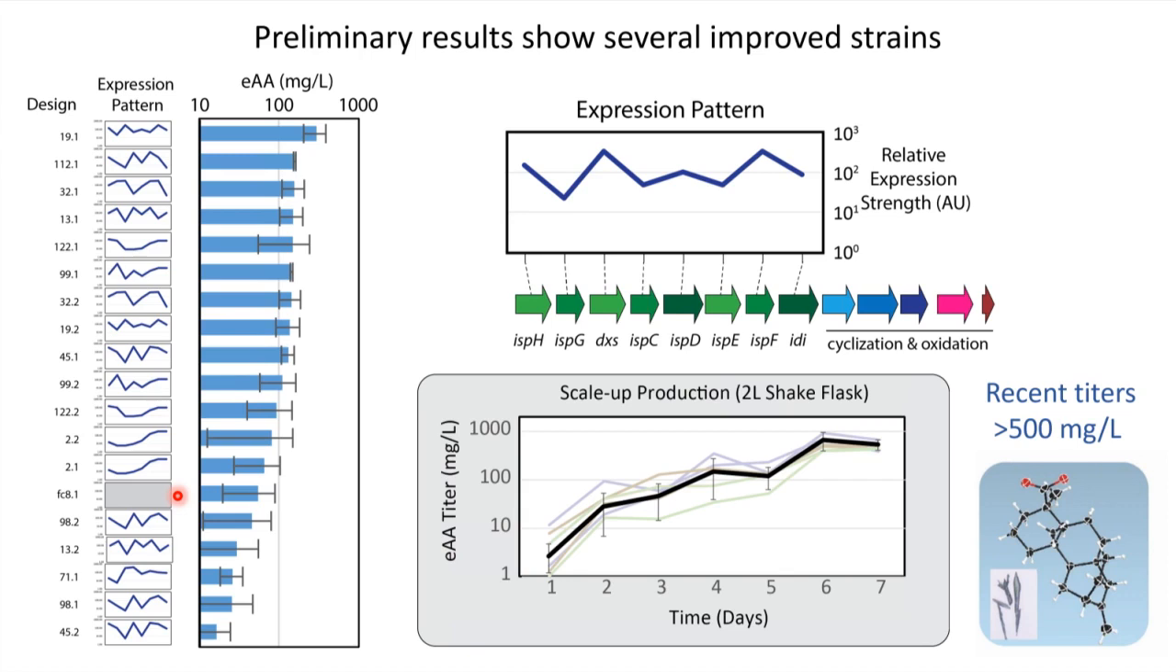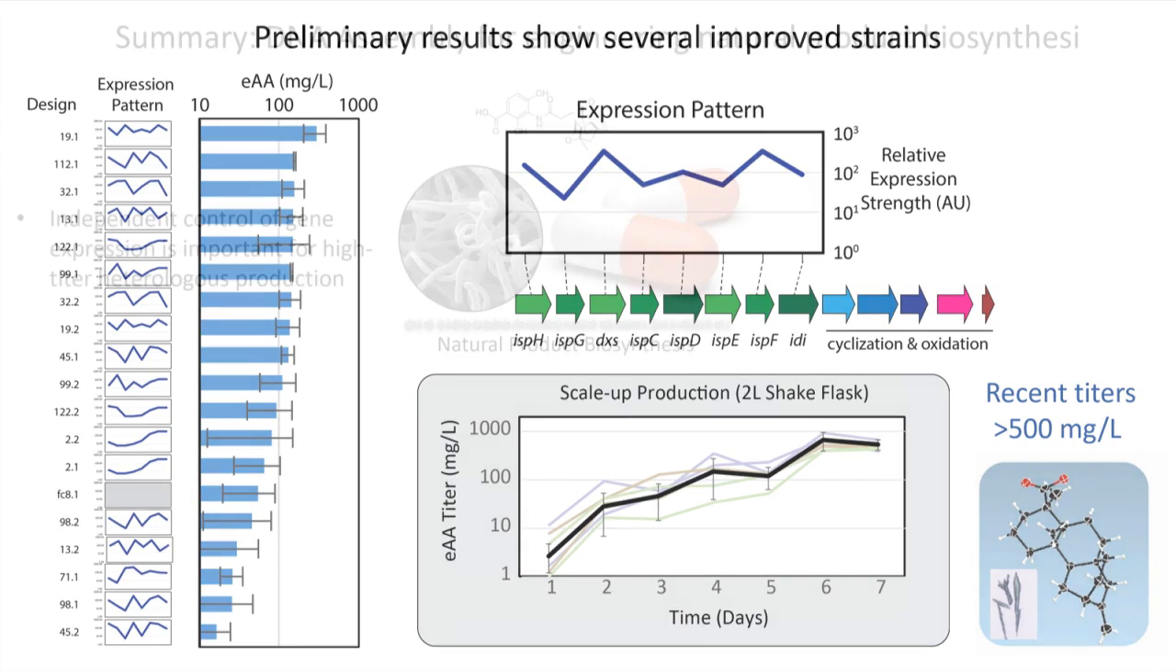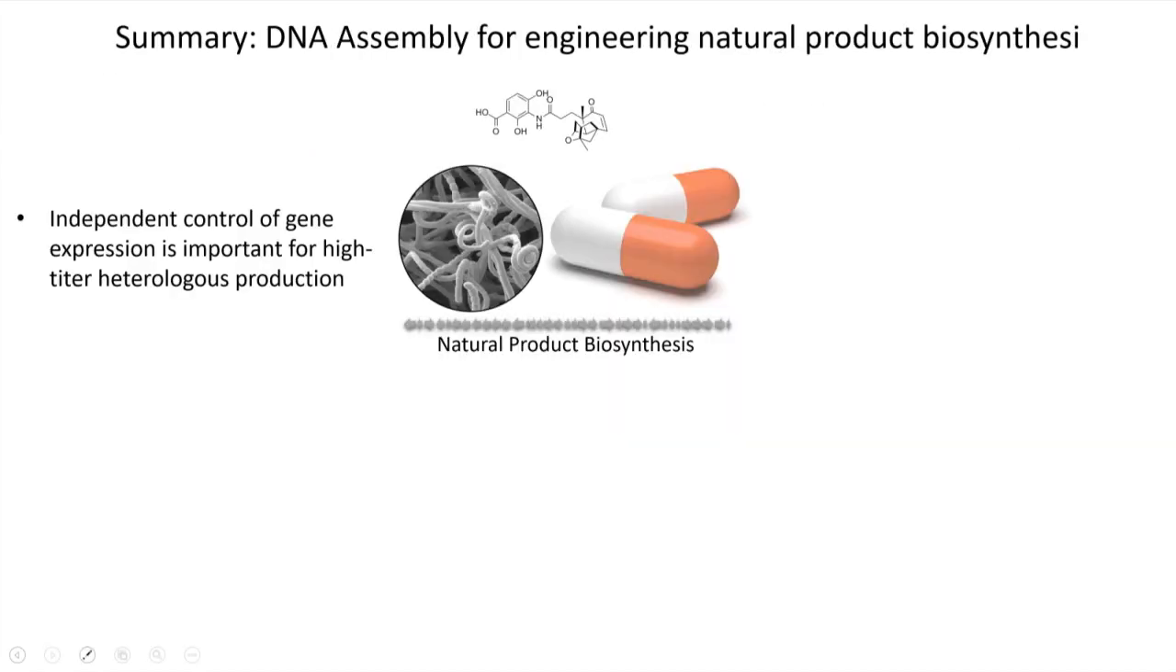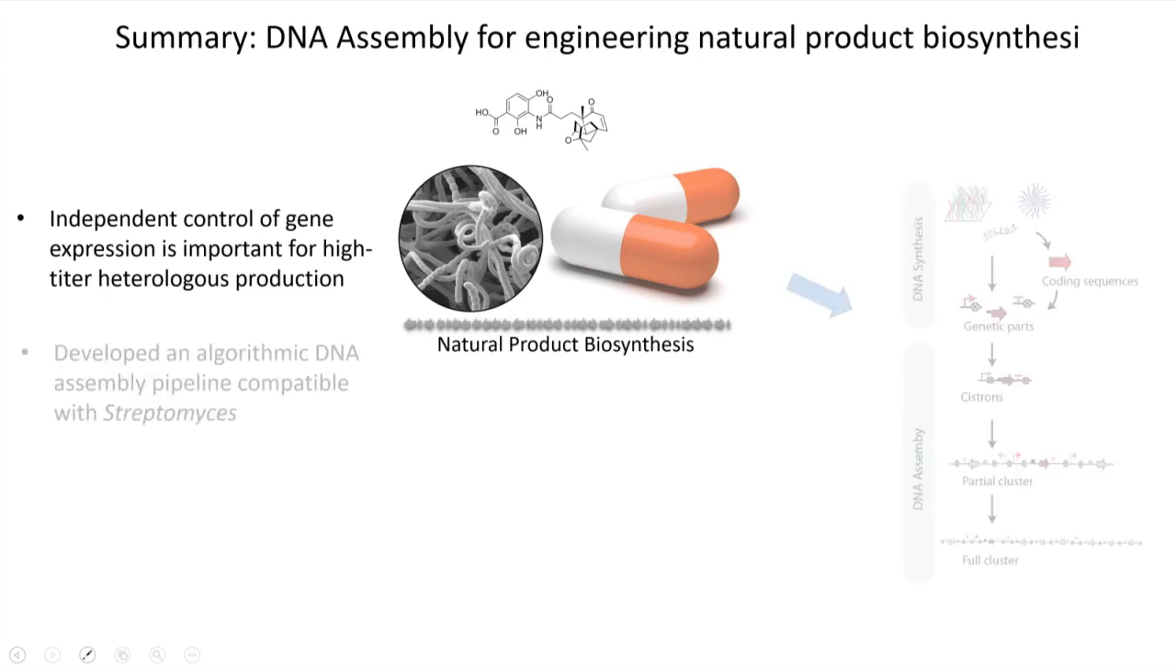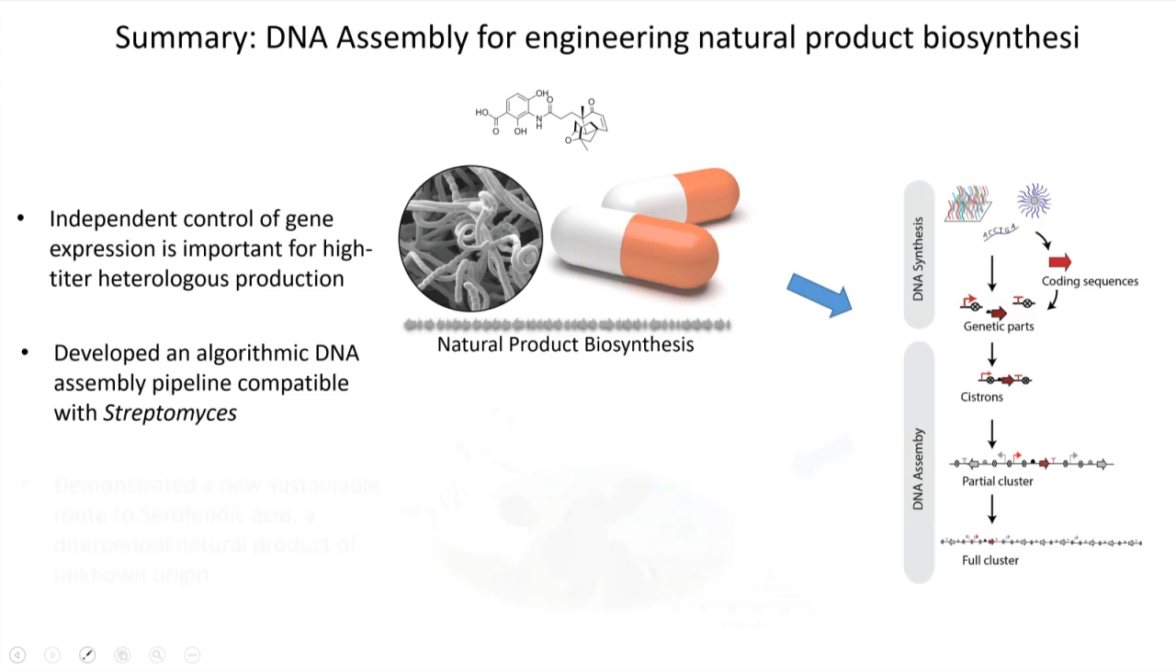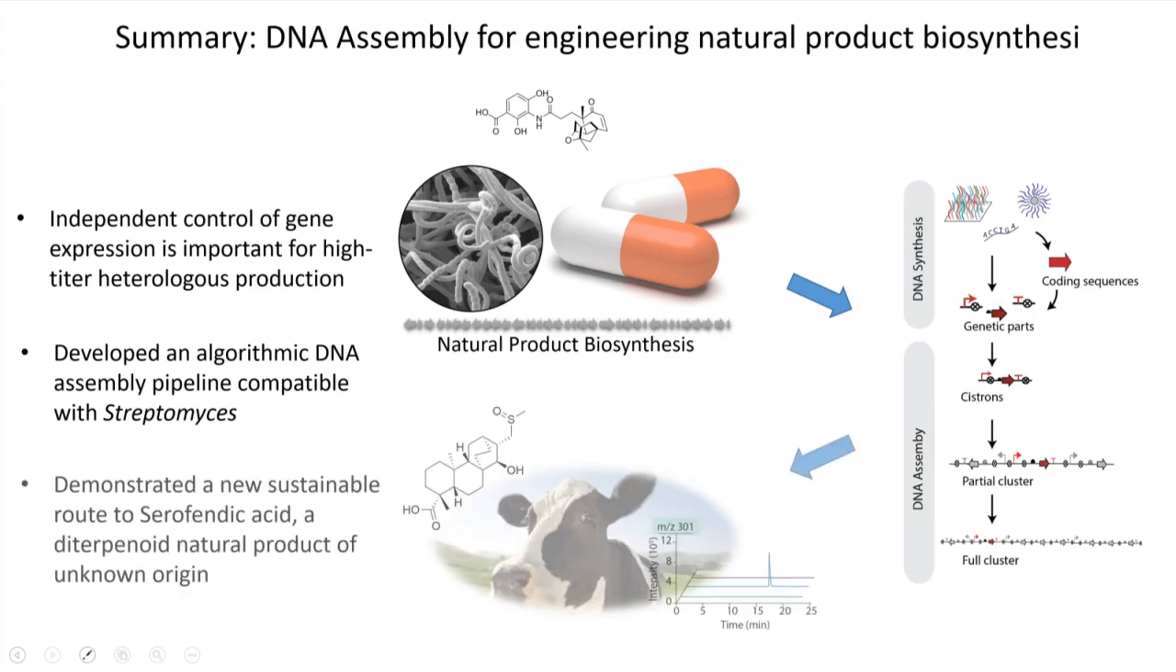And so we're really excited to leverage the DNA assembly pipeline in Streptomyces now to continue to engineer and interrogate these metabolic pathways for preclinical drug targets. So with that, I'm going to summarize the slides that I gave. I introduced you to the importance of controlling relative gene expression in these multi-gene systems, including natural product biosynthetic pathways. I introduced you briefly to our DNA assembly pipeline, and I showed you how we're leveraging this to produce a potent neuroprotective natural product.